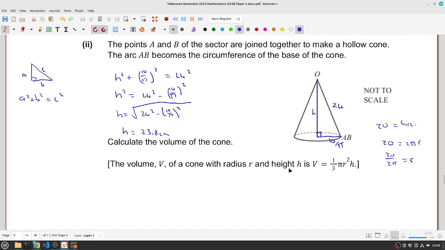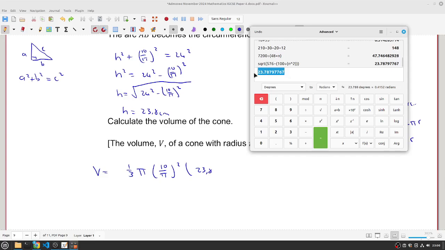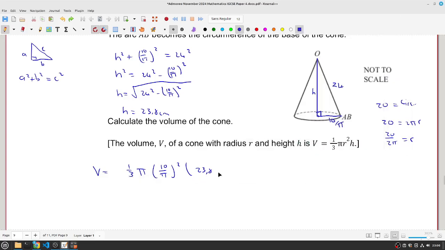Now, let's do this. So volume of the cone is 1/3 times pi times the radius, which we said is 10 over pi, squared times the perpendicular height, which is the 23.8. Again, actually, since it's not a final answer, we're not allowed to round that off yet. We have to use this whole thing since it's not a final answer. And let me just erase here, and then we can use the whole thing.